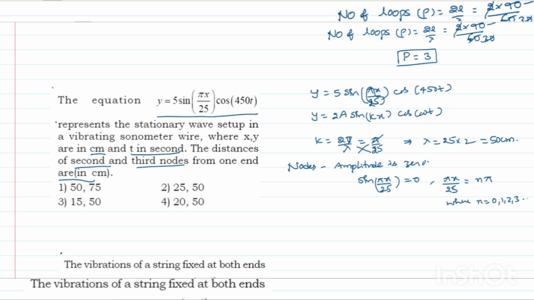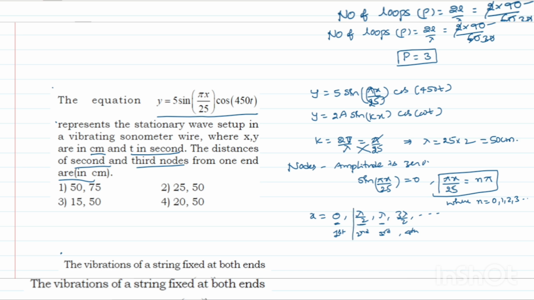So n equal to 0, 1, 2, 3 and so on. When you put these n values in this equation, x is the distance of the node points. You will get x equal to 0, lambda by 2, lambda, 3 lambda by 2 and so on. So this is the first node point, this is the second node point, and this will be the third node point. Here they are asking for the first node, second node, third node, fourth node and so on.